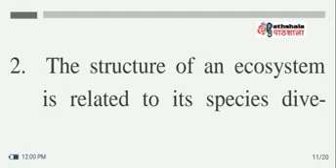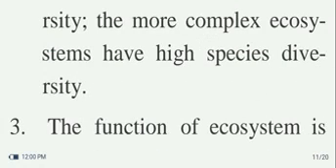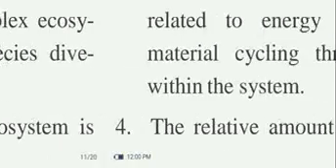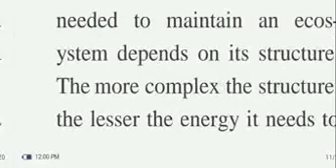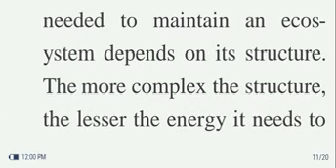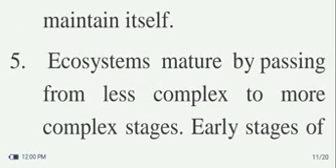The structure of an ecosystem is related to its species diversity. The more complex ecosystems have higher species diversity. The function of an ecosystem is related to energy flow and material cycling through and within the system. The relative amount of energy needed to maintain the ecosystem depends on its structure. The more complex the structure, the less energy it gets to maintain itself.